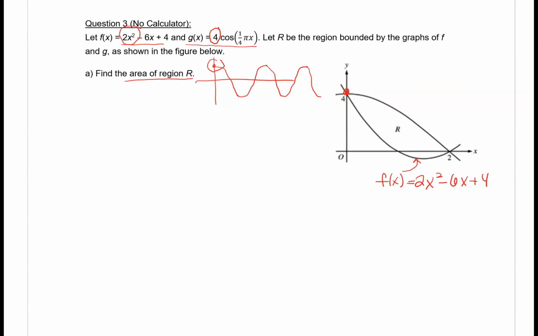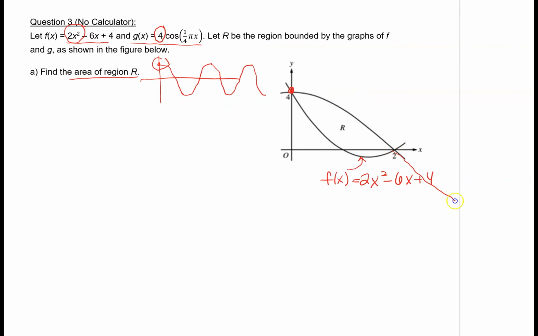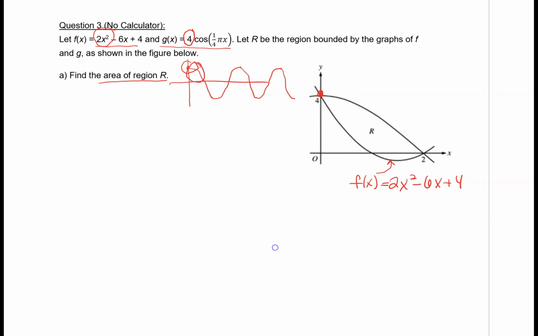And then if I were to let the graph continue, it would go down to a minimum of negative 4, and then it would continue to go up and then down and oscillate. But again, we're just looking at this part of the cosine graph. So this top curve refers to the equation for g of x.